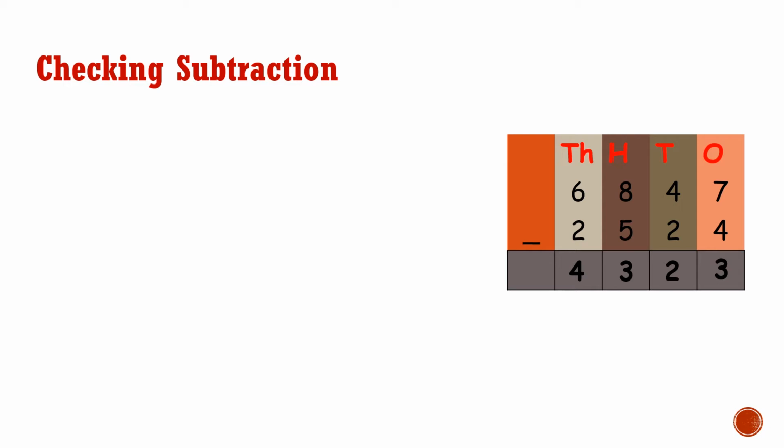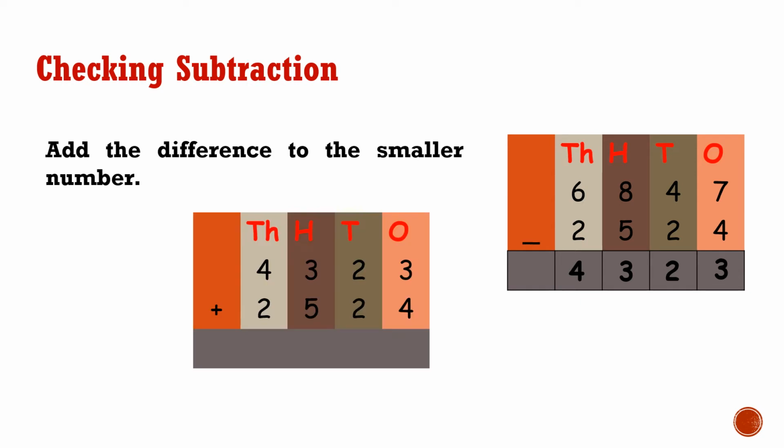4323. Now for checking the subtraction we have to add the difference to the subtrahend. Then our answer must be the minuend. If the answer is equal to the minuend, then our subtraction process is correct. Okay, let's add the difference to the subtrahend.